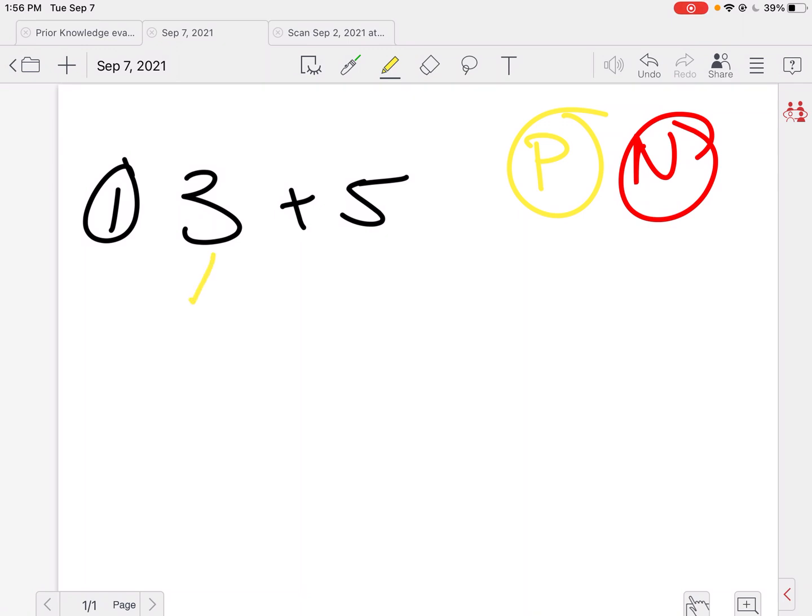So 3 is a positive, so that would represent 3 positives, plus we have 5 positives, 1, 2, 3, 4, 5, which we know is a total of 3 plus 5, which is 8. Now again, some of you are going to be like, Ms. Haws, I already know that 3 plus 5 is 8. Great. Write that down. I still want you to show your P's on the worksheet that you're going to have today.